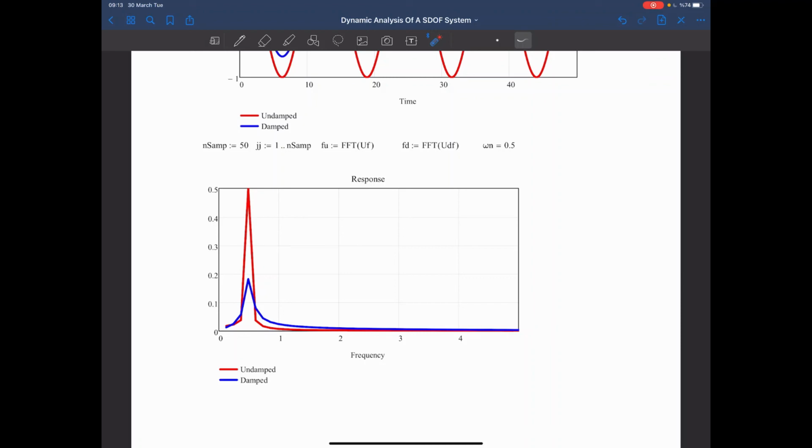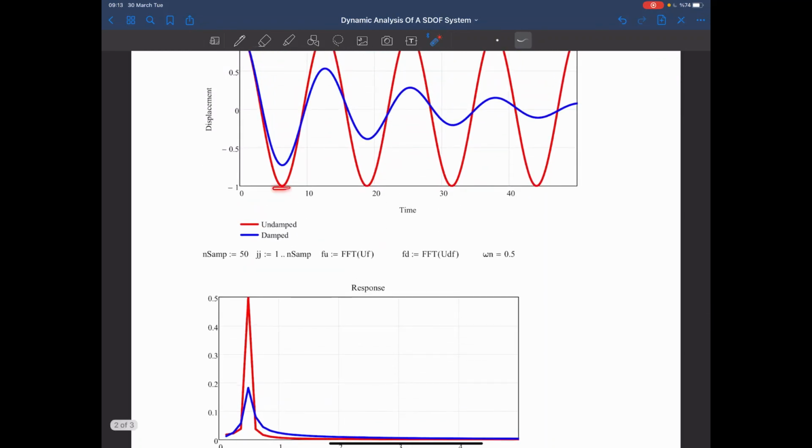Now the difference between the damped and the undamped vibration is as follows. See, in the undamped case, the amplitude at the natural frequency of 0.5 is much higher than the amplitude of the damped vibration. This makes sense because, as you see, there's no decay in the undamped vibration. So that's why it has a larger amplitude here. We see a decay in the damped vibration, so the amplitude is smaller.